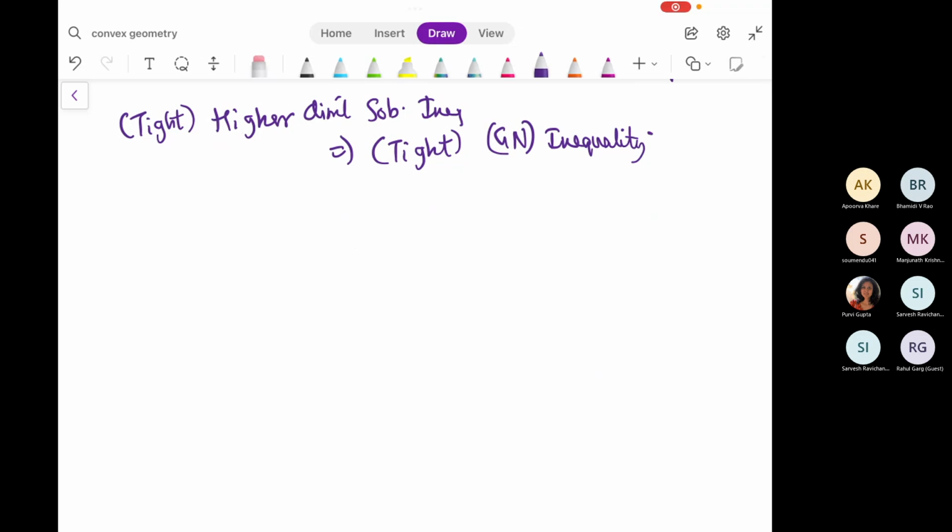And now I can come to symmetrization. But the equality cases of GN are not known in general. Those of Sobolev are known thanks to the paper of Talenti.